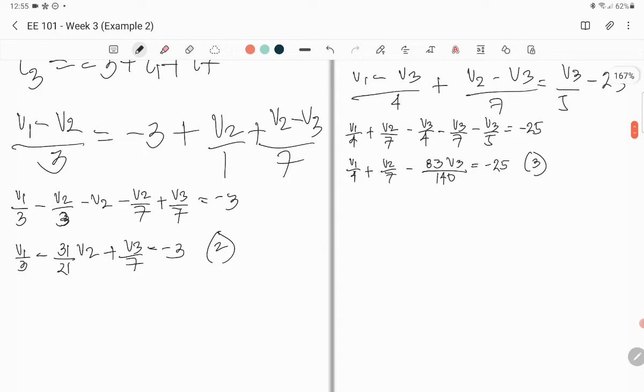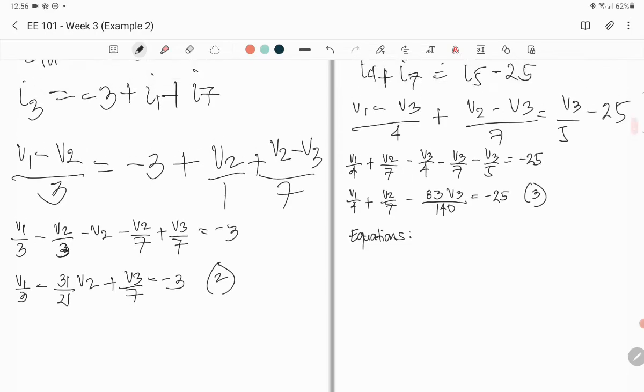Now we were able to find the three equations that we will be needing to solve for the values of v1, v2, and v3. So we now write all those equations here. Then we will use our calculator to solve for the values.